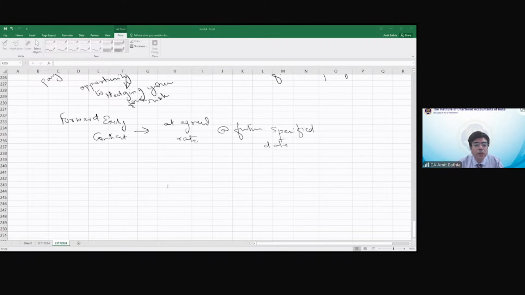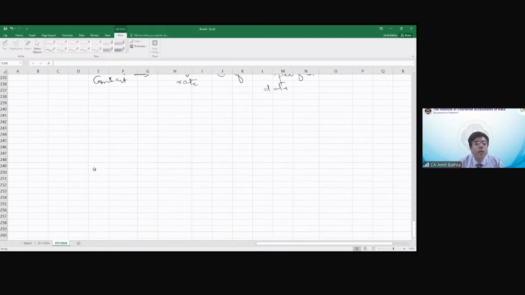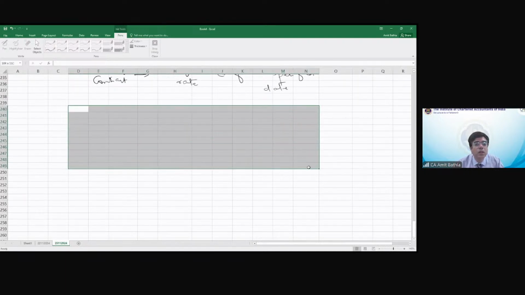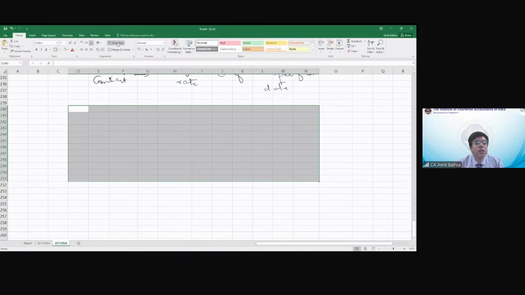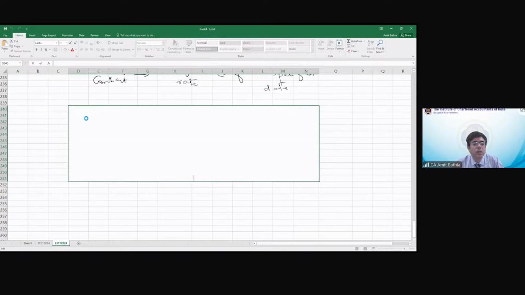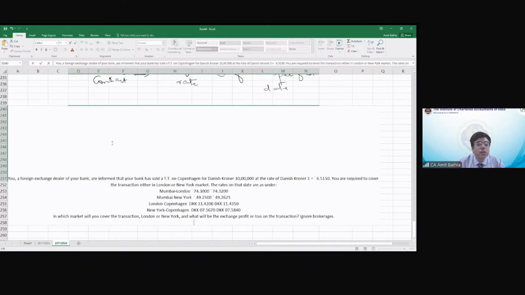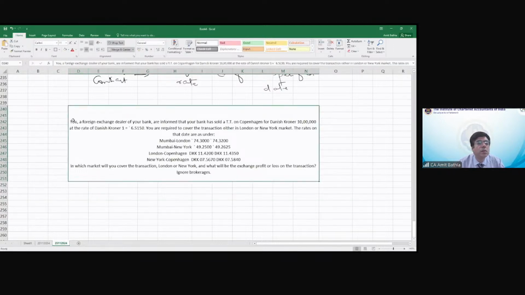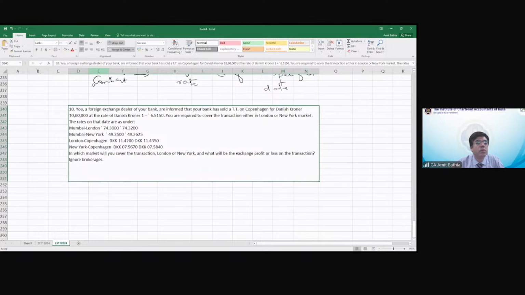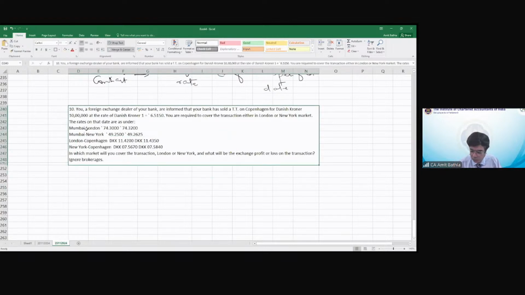Let me take the question over here. It is question number 10 in the assignment sheet, which was already shared with you guys. I'm also putting up the question over here. This is question number 10. I believe all of you have the assignment sheet. For those of you who don't have the assignment sheet, I have put up the question over here for your easy reference.